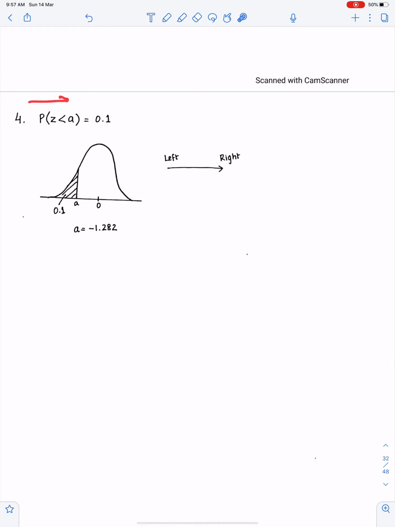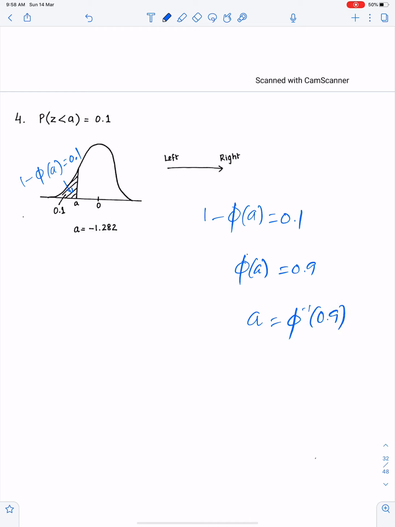So you need to shade in this way, but this area is very small. So this must be here. So A is negative. And I told you, you cannot find this area from the table. You need to work in this way. This area is small, so you just need to write 1 minus phi A is 0.1. Therefore, phi A is 0.9. A is phi inverse 0.9. So A is negative, so it should be negative 1.282.